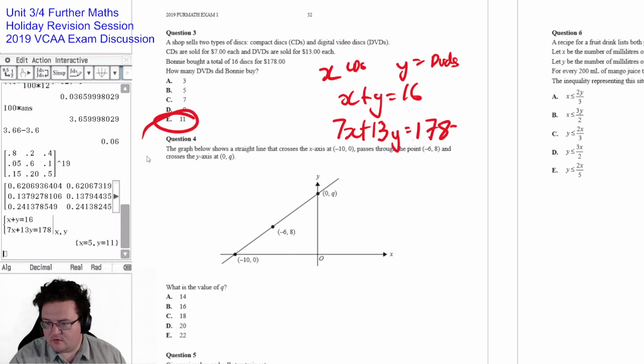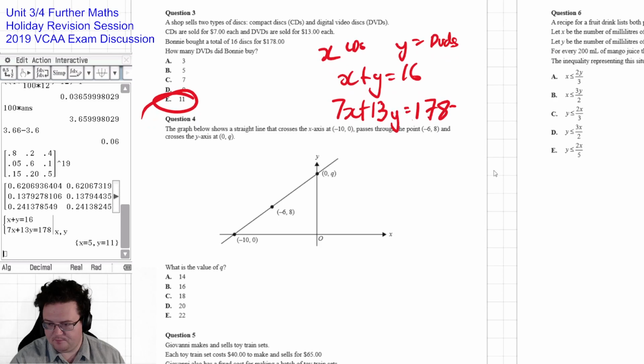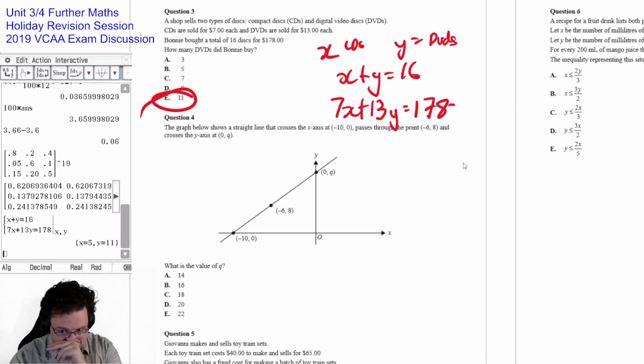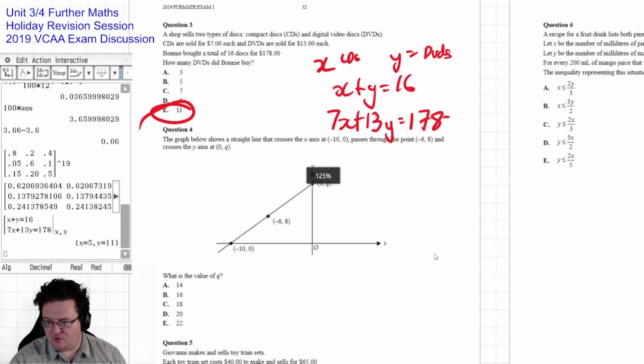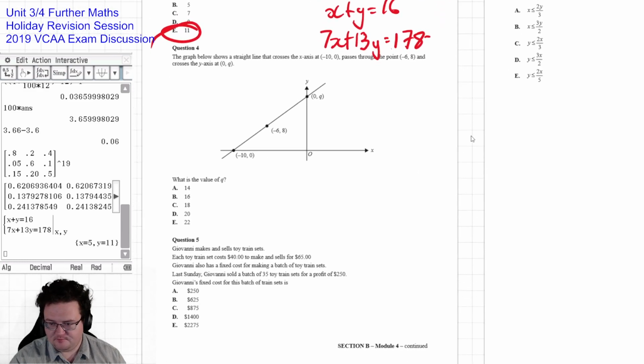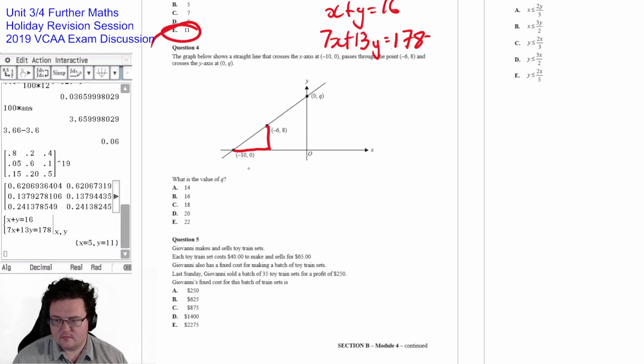Moving on. The graph shows a straight line that crosses the axis at -10, 0 and passes through -6, 8 and crosses at 0, Q. What is the value of Q going to be? All right, this is a gradient question. You've gone from here to here. So you've gone 4 across and 2 up.